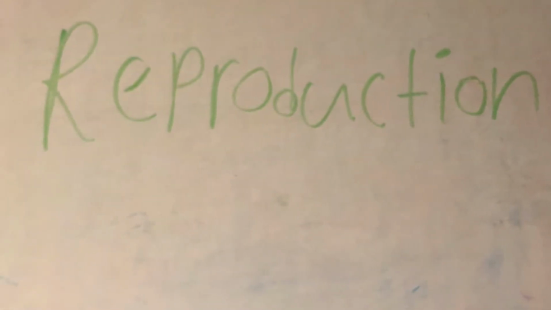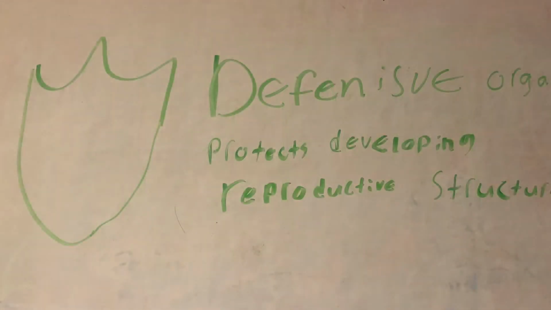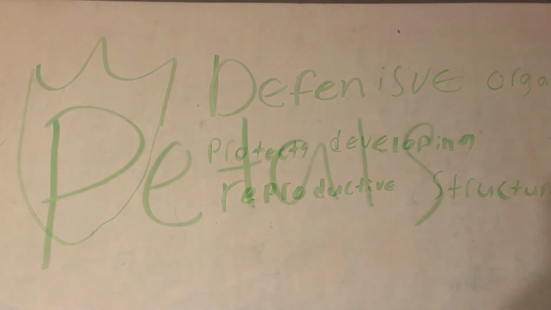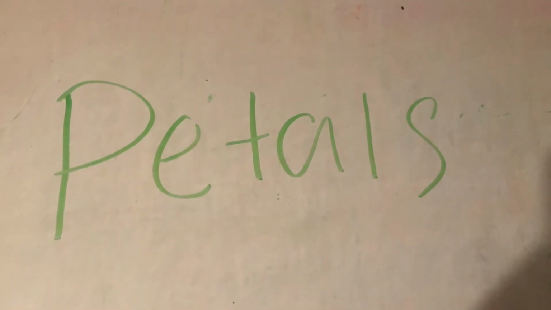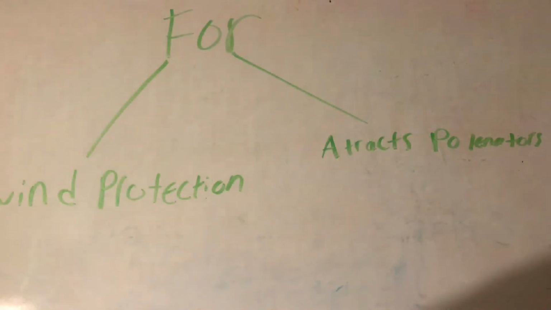Reproduction. What we look at in reproduction is the sepal. It's a defensive organ, and it protects the developing structures. The petals. The petals don't really do anything, but they attract pollinators like bees, and they are for protection.